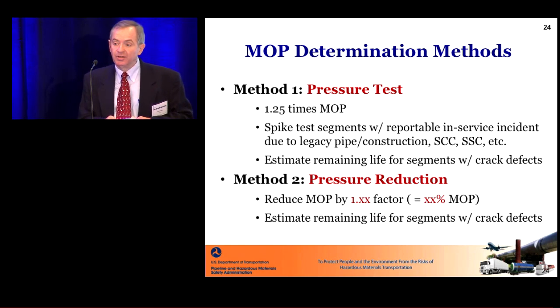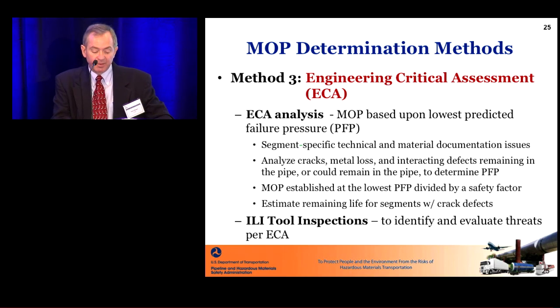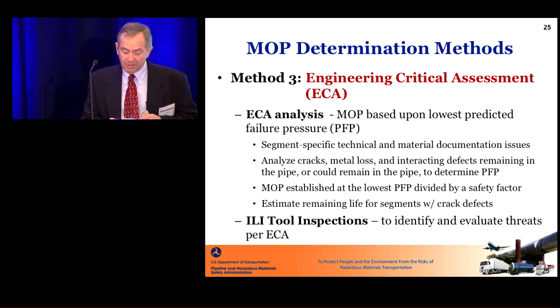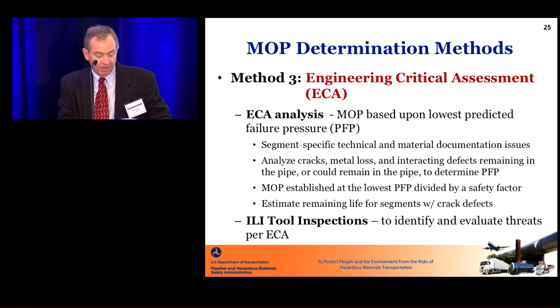Method 3 would be the engineering critical assessment. Again, that MOP would then be based upon the lowest predicted failure pressure. And again, it would be based upon segment-specific information, technical and material documentation information. You would need to analyze the cracks, the metal loss, any interacting defects to come up with the predicted failure pressure. And the MOP would be established by that with a safety factor on it. And then from that, estimate remaining life.